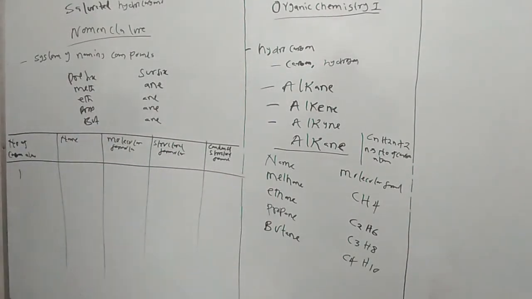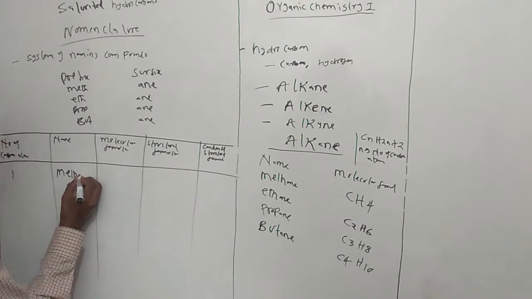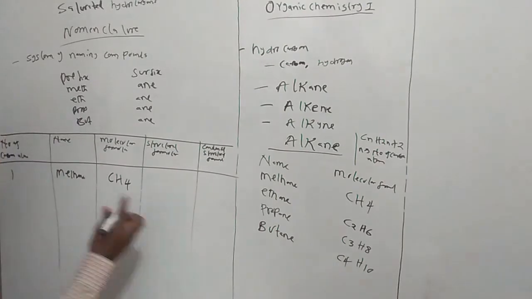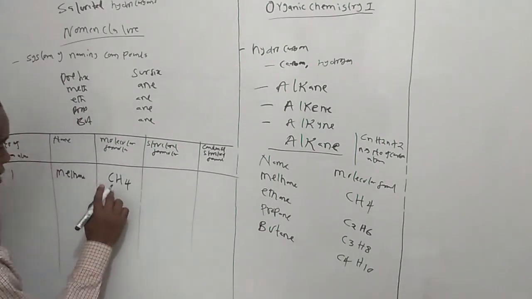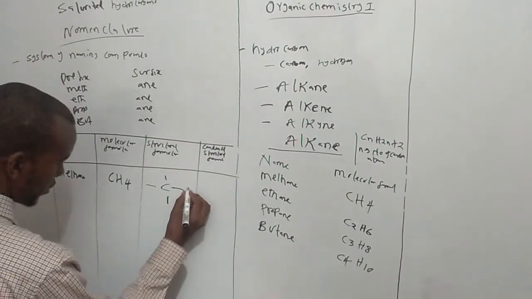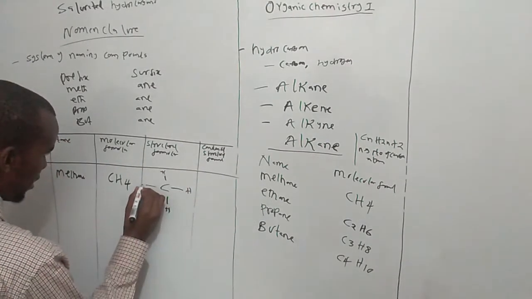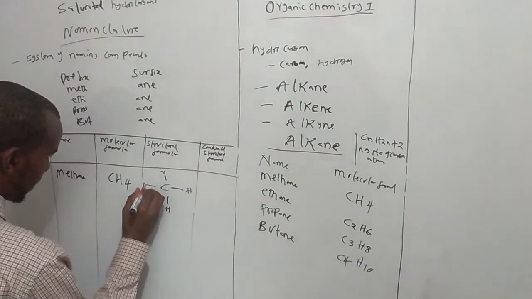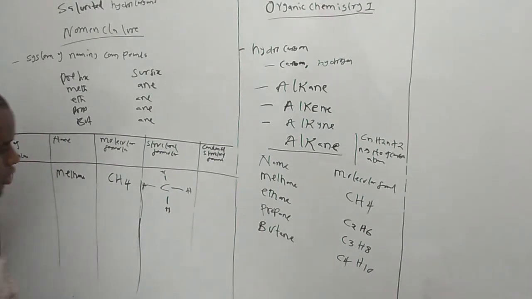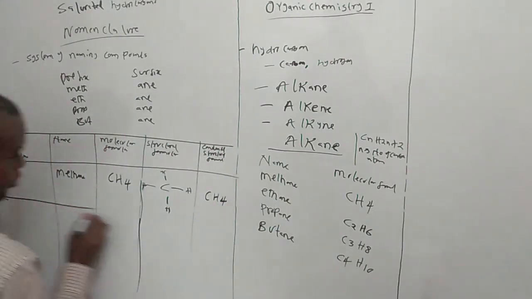So the first alkane is methane. The molecular formula is CH4. So you have written here CH4. Now the structural formula, it means this carbon is bonded by 4 hydrogen. That's why we can have H, then H. This carbon atom is bonded by 4 hydrogen atoms. Then the structural formula still is CH4. That is for the case of the methane.